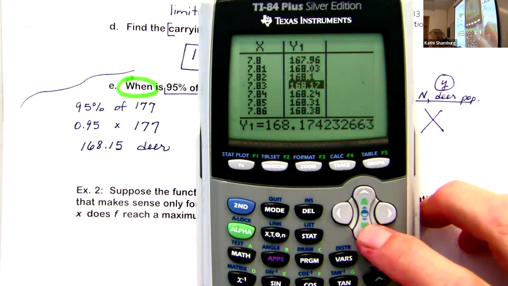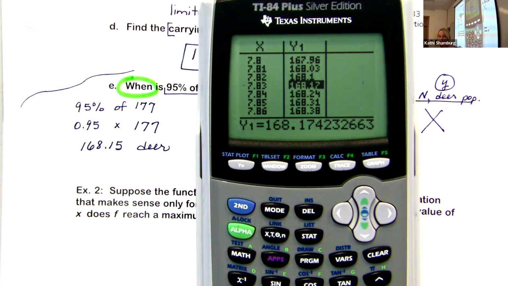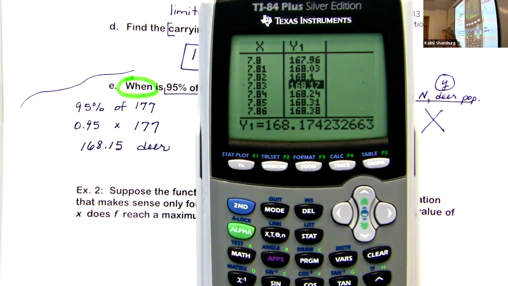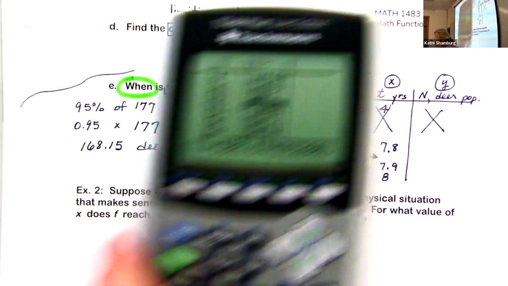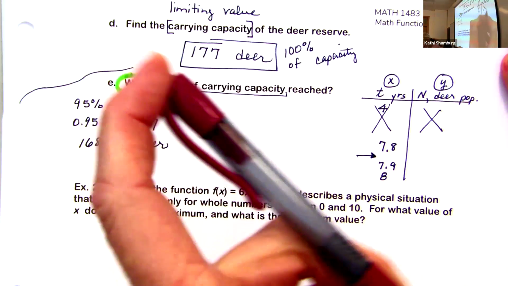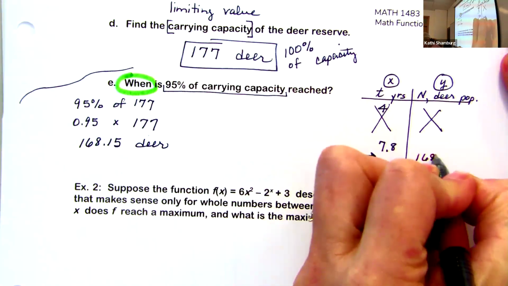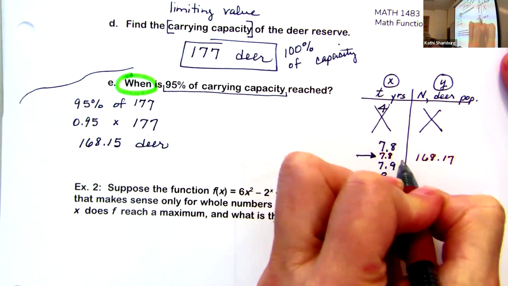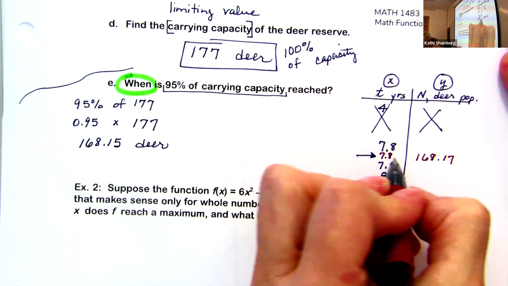And it's not exact, but that's pretty close. You could even go smaller. You could do it between these two and go 0.001, but this will be sufficient. So I found 168.17. So we found 168.17, and that was what, a 7.83? Yes.